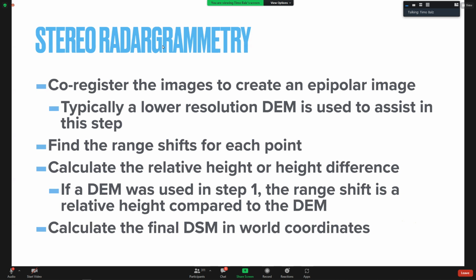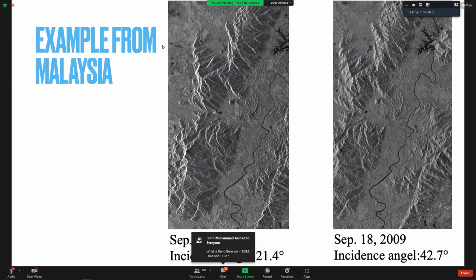And then we can get the DSM finally in world coordinates. So it's a rather straightforward process. Again, the difficulty lies in the step of finding the similar points. Here's an example from Malaysia.